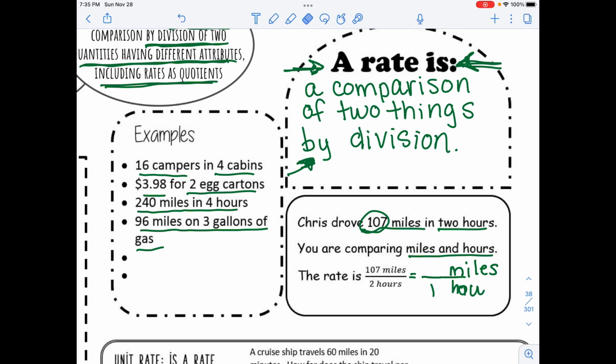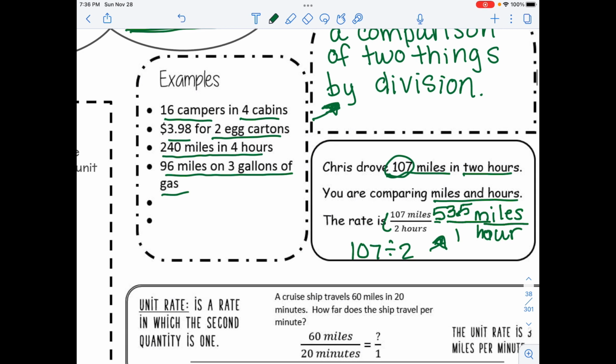Let me change that, get that S off there because it's not going to be plural. Then I would divide 107 divided by 2, and so we would have 53.5 miles per hour, or 53.5 miles for 1 hour is his rate. So that is our comparison of two things by division. We just take 107 divided by 2, and that gives us what we call a unit rate.